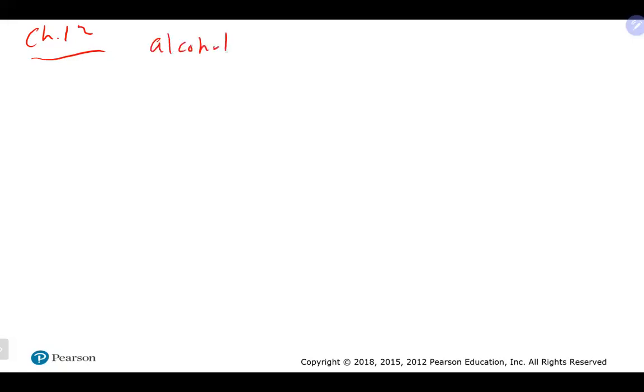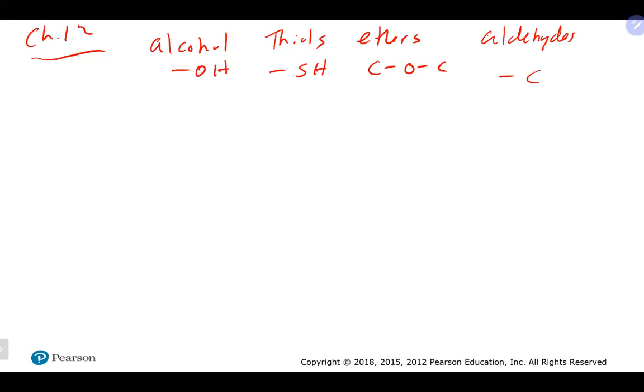we talked about alcohols, which have the functional group of OH. We also talked about thiols, which have the functional group of SH. We talked about ethers that have the functional group of carbon, oxygen, carbon. We also talked about aldehydes, which have the functional group of carbon, oxygen, double bond with a hydrogen. And then we had ketones, which has basically 3 carbons in a row with a double bond there in the middle.